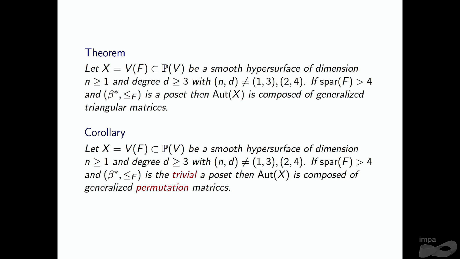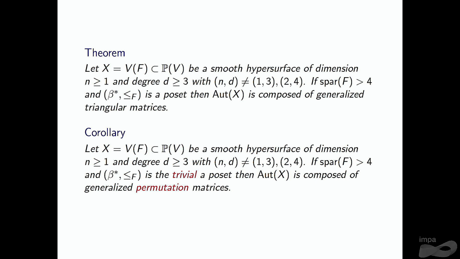And even stronger, if the poset is trivial, as it happened in the case of Fermat, the automorphisms are not going to be given just by triangular matrices, generalized triangular matrices, but by generalized permutation matrices. So this is a theorem that explains why in Fermat we could prove it. And if the hypersurface is interesting, it very likely falls in this category, because just a general polynomial will give you a very uninteresting hypersurface. So if your hypersurface has some interesting behavior, it probably falls in the conditions of this corollary.